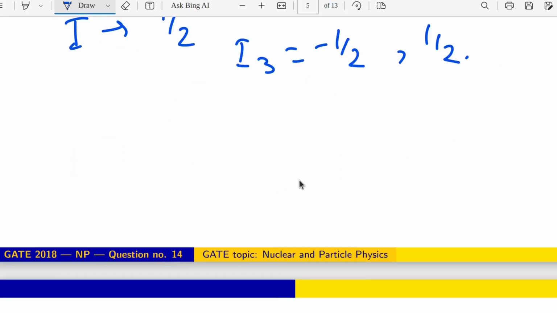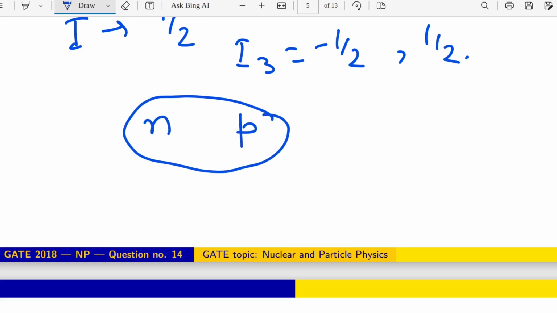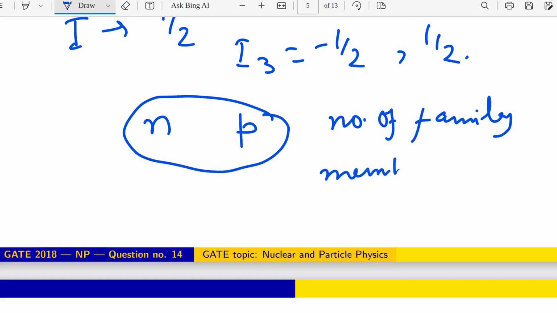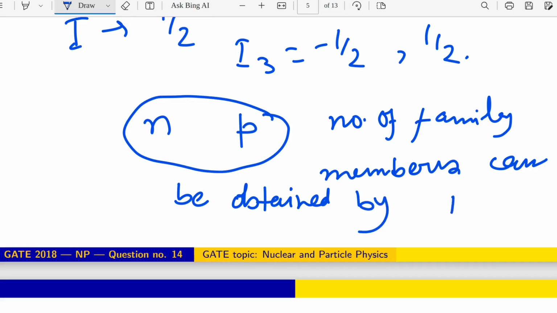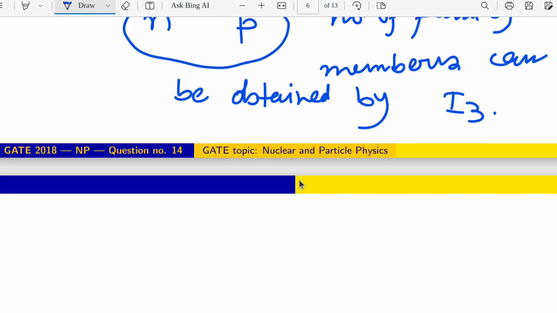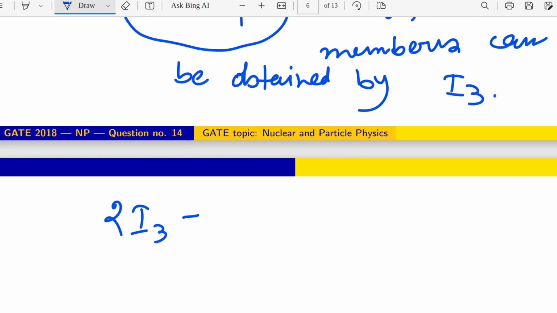Now there is one more piece of information about I3. As I told, N and P are collectively known as nucleon. That means it is a family, and in that family there are two members. So the number of family members can be obtained from I3, and the expression for this is 2I3 plus 1.